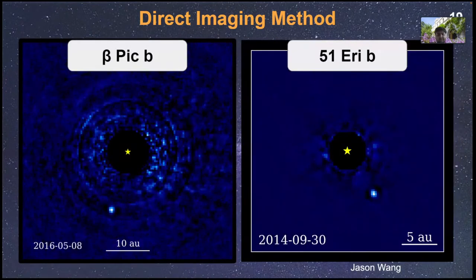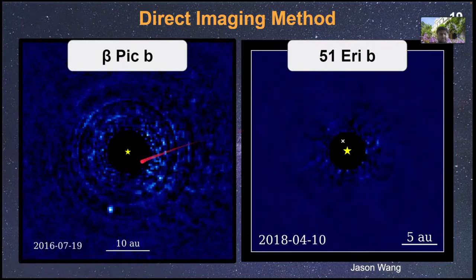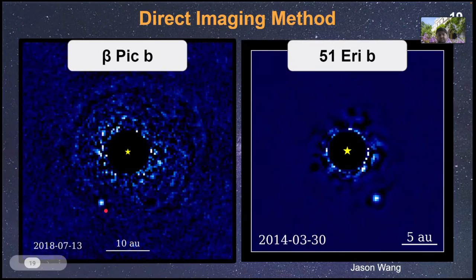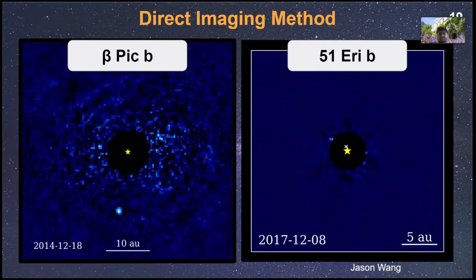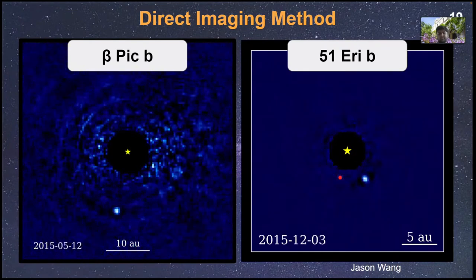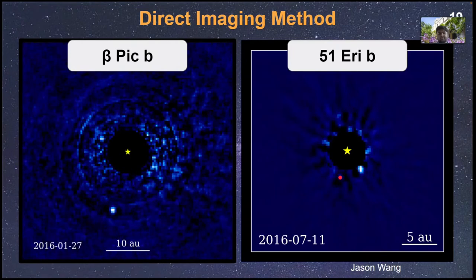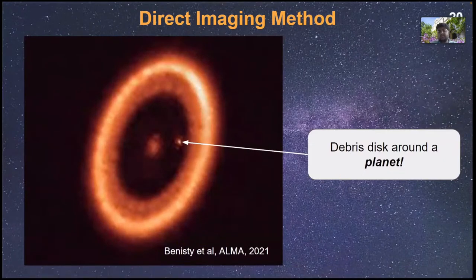Similar pictures of other planets that we've detected around other stars. As you can see, these observations encompass large spans of time, and you can actually see planets orbiting around their star. A really cool recent result: the image of a disk around the planet, so some material that's revolving around the planet, in this ALMA image.